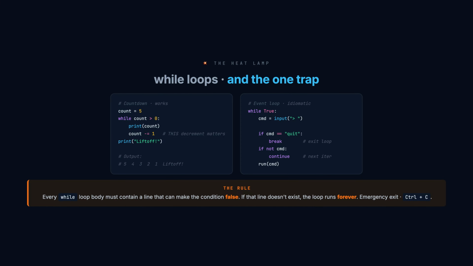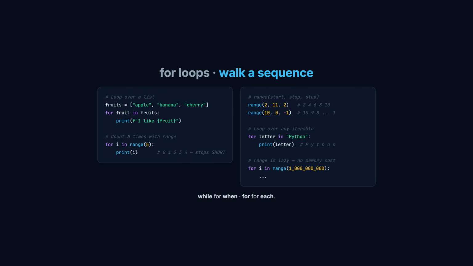Two ways to leave a while loop: let the condition go false, or hit a break. If you forget both, you have built a heat lamp. Now the second loop shape.